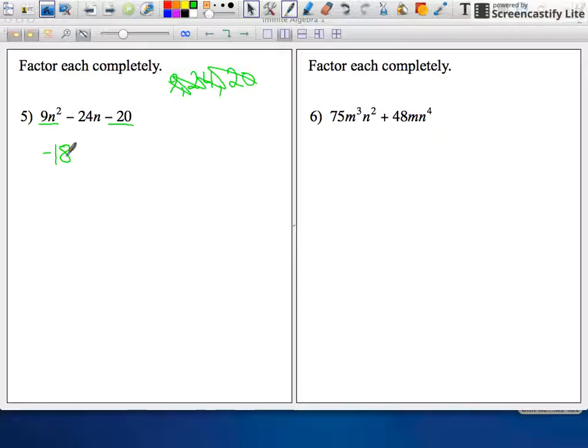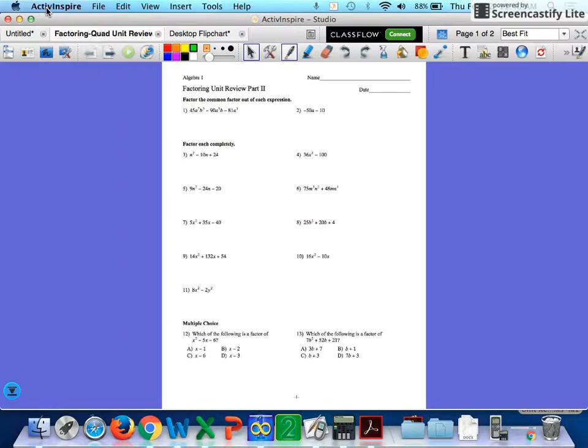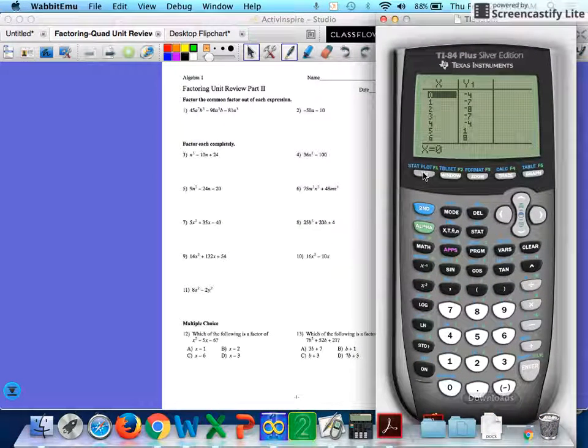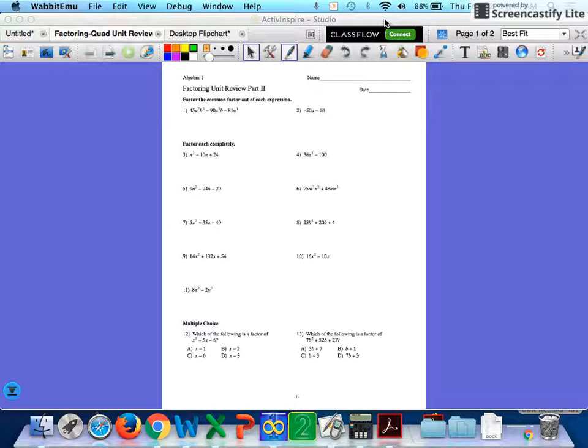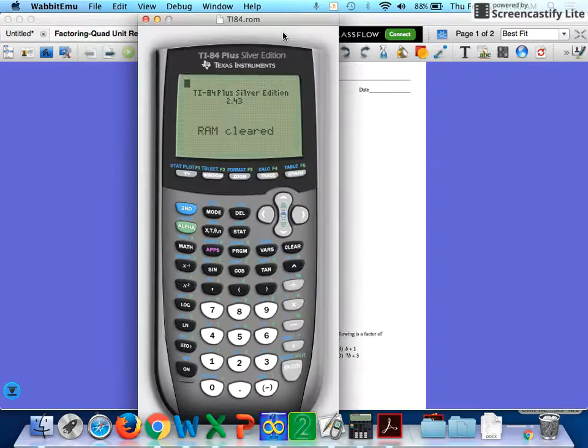That gives us negative 180 n squared, and we want them to add to be negative 24 n. So I've got to think of all the factors of 180. The easier way for most people to do that is to go over into their calculator, go to y equals and do 180 divided by x and look at the table. Anything that isn't a whole number didn't work.